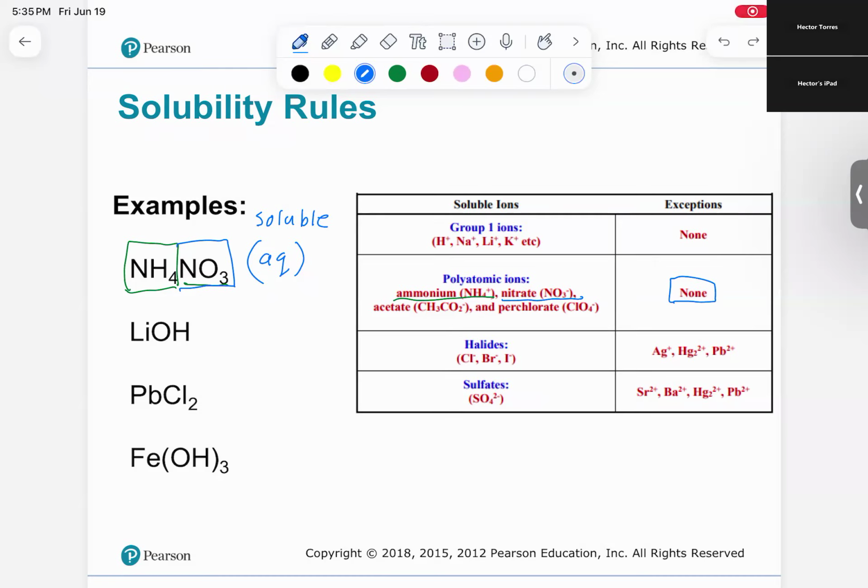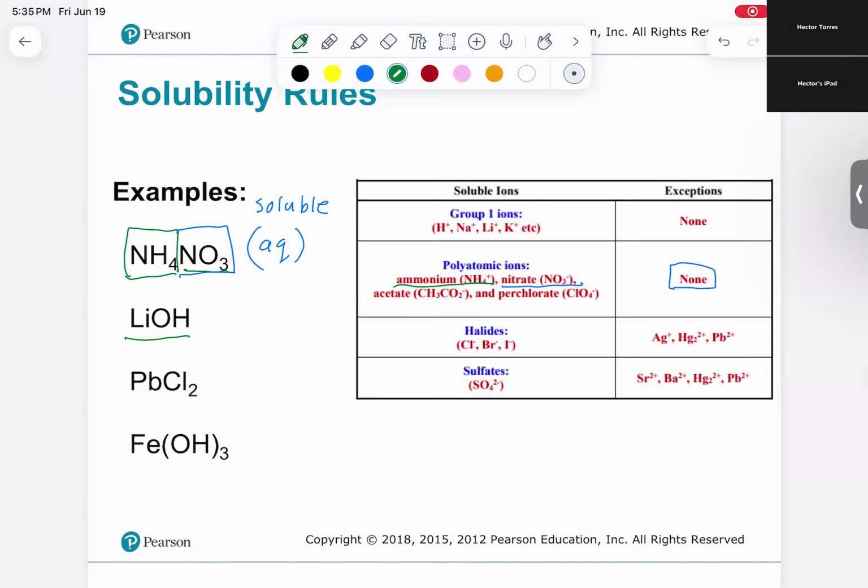Okay, now let's look at the second one. I have LiOH. So OH, I don't see that anywhere on the table, but I see Li right here, and this one has no exceptions. So this one is also going to be (aq), or we can say it's soluble. Okay, aqueous, soluble.